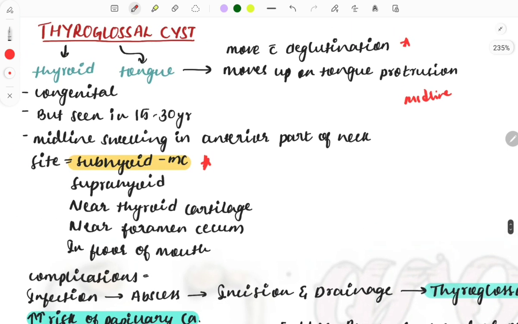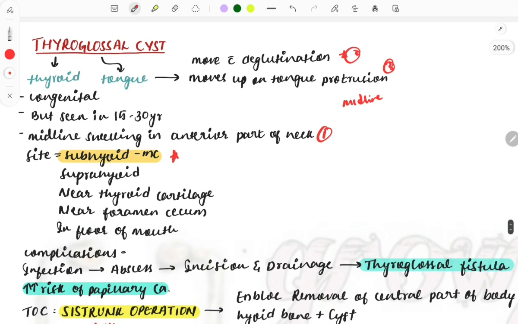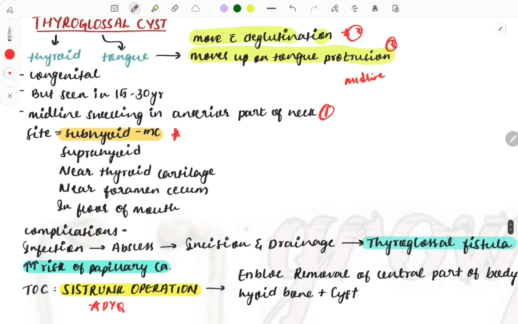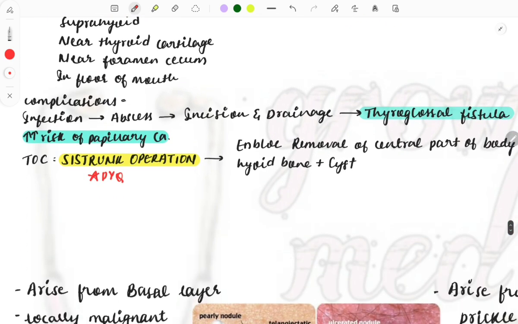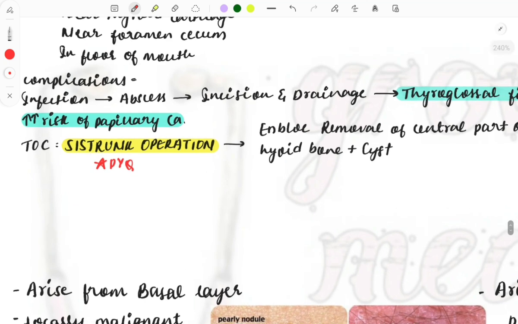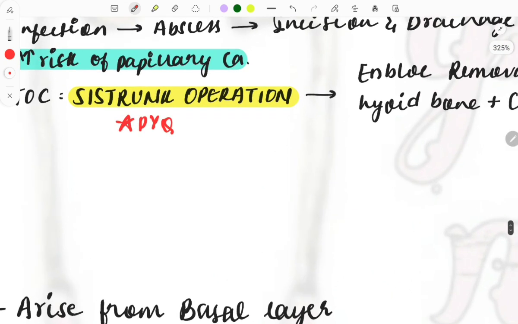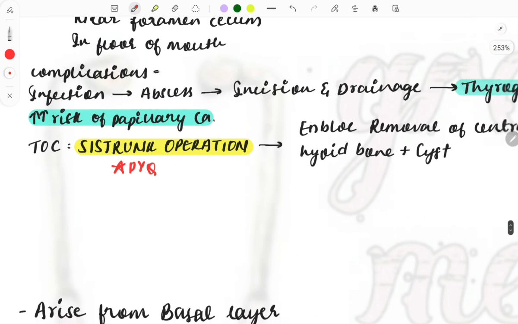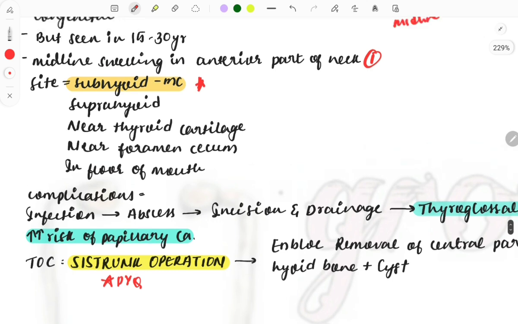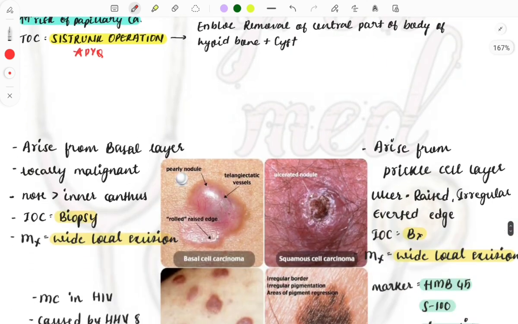Okay, so three things can be described in the clinical case. This is the buzzword which you must find in the question, and whenever you see these things described in the clinical case, go with the thyroglossal cyst. Then the complications are infection, abscess, and when we do incision and drainage, it will cause a fistula. This is also a PYQ asked: operation of choice is the Sistrunk operation for the thyroglossal cyst.